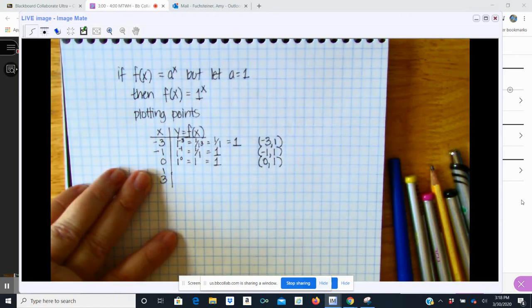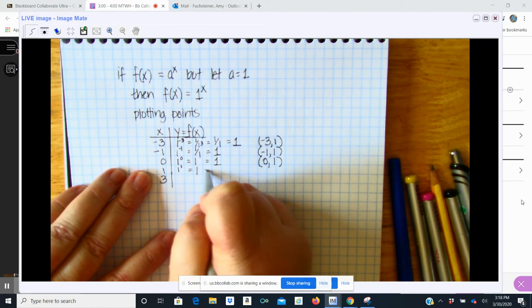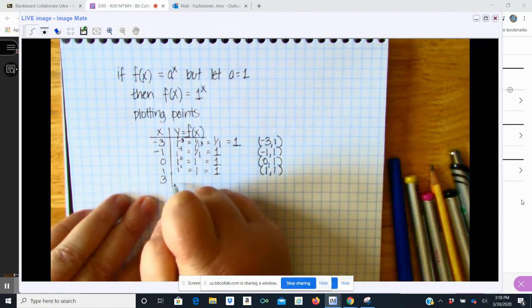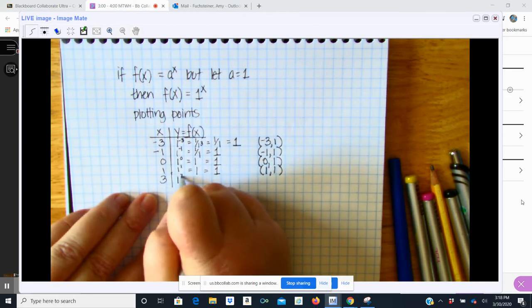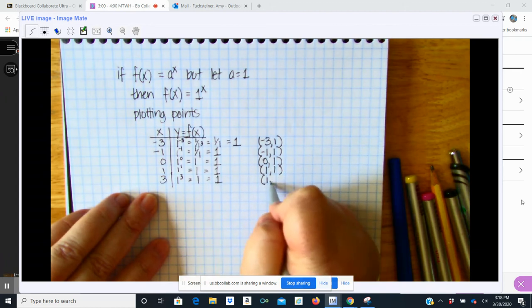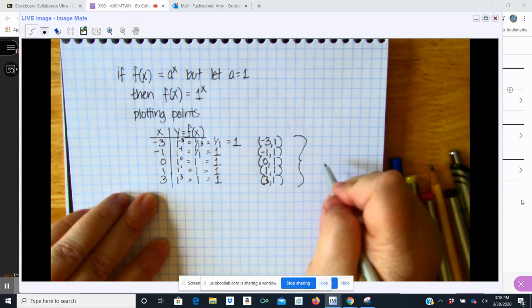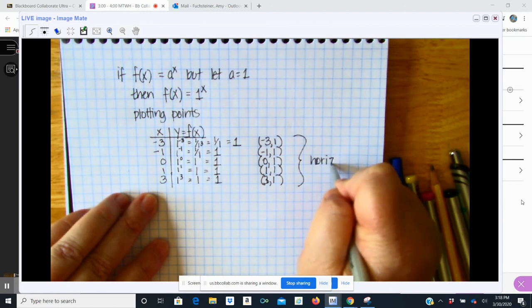Do you see what's happening here? It's only 1. All the y values, right, because 1 to any power is always 1. So what kind of line am I going to get? A vertical, or horizontal. Yep, I'm going to get a horizontal line.